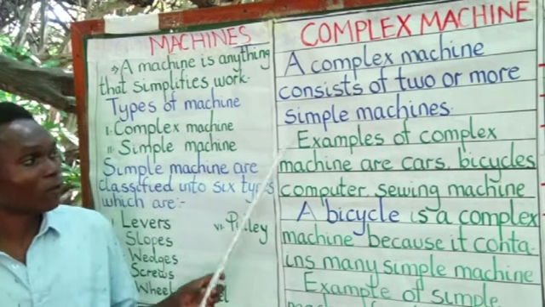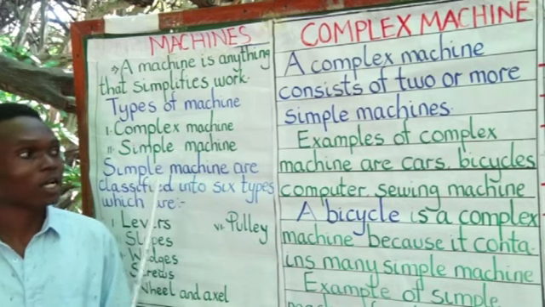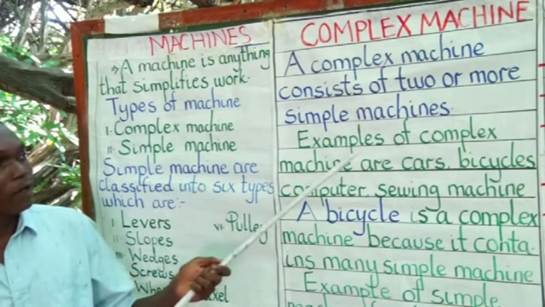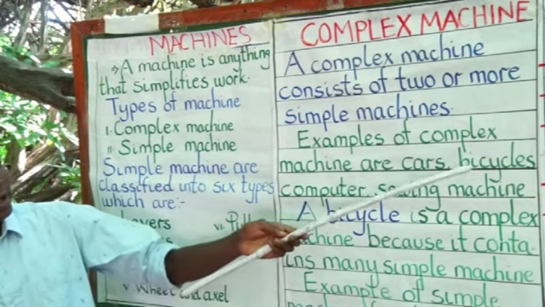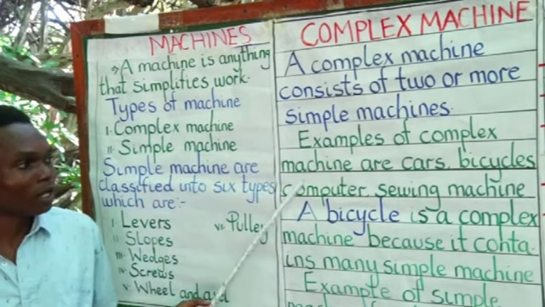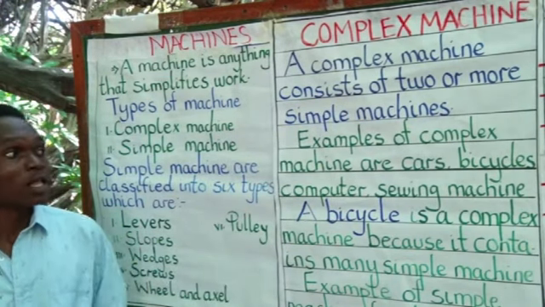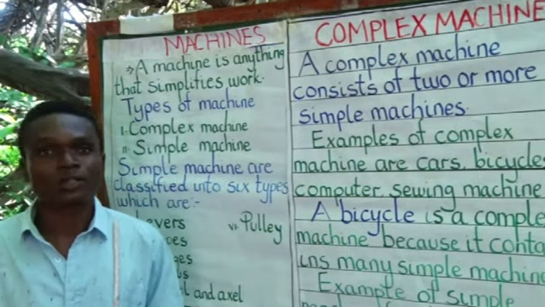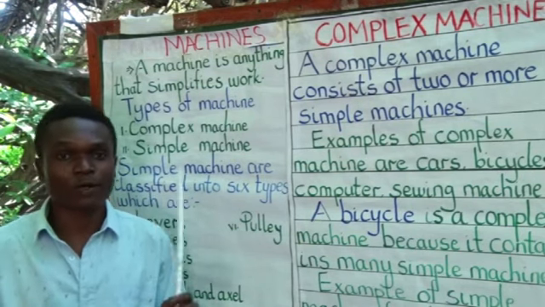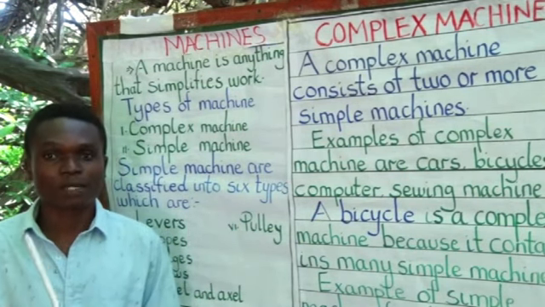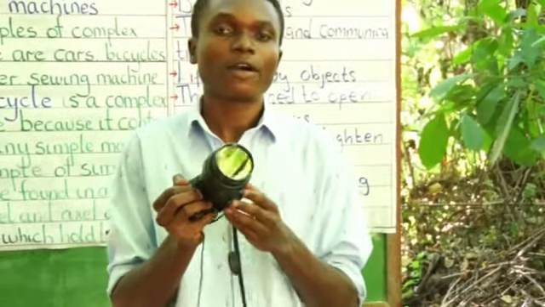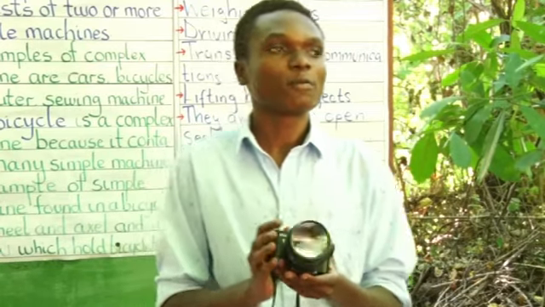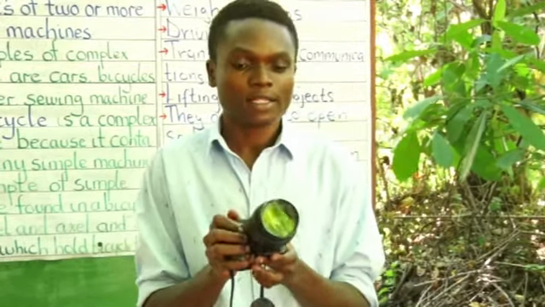We have several examples of complex machine which are found at home, at school, and everywhere. For me, I've indicated for you few complex machines which are seen at school and at home. I have the cars, we have the bicycles, we have the computer, and the sewing machine. Inside these machines, you will find more than 2 simple machines, which in combination we call a complex machine.